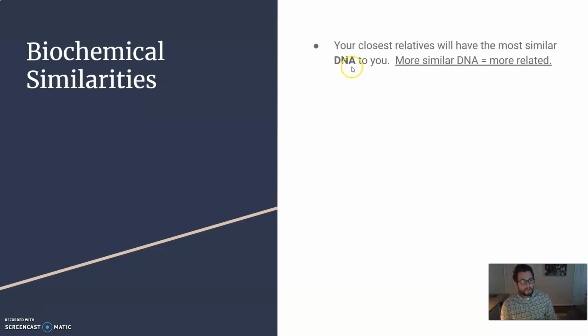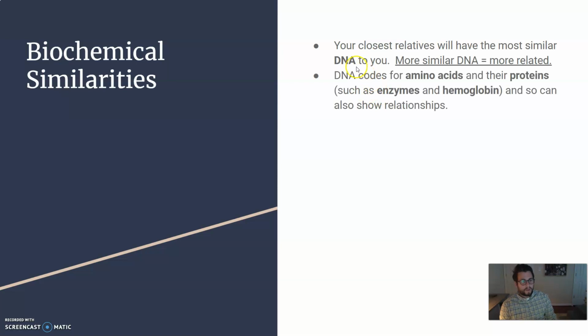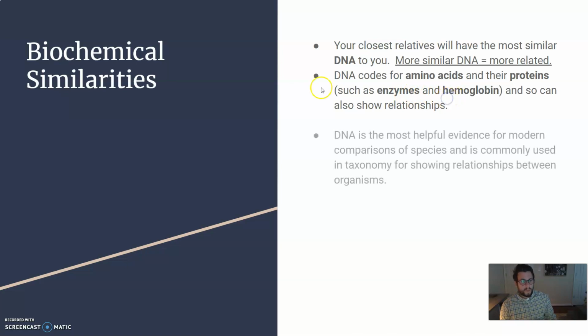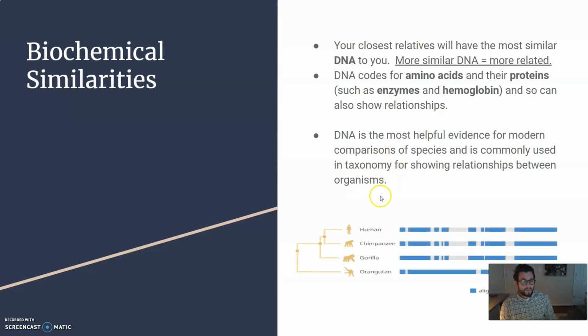So biochemical could be DNA. It could also be that the thing that the DNA codes for, the amino acids and the proteins, like hemoglobin and enzymes, they can show relationships too. And it's probably one of the most helpful evidences that we have for showing relationships. And we do that a lot with different organisms, and we can do that with humans and chimpanzees, who share so much similar DNA, but more so than to gorillas or to orangutans.